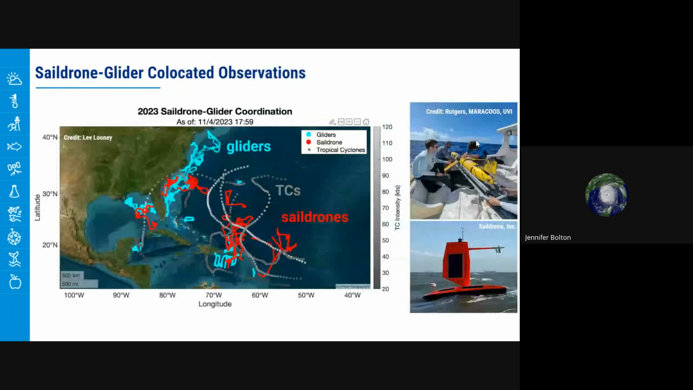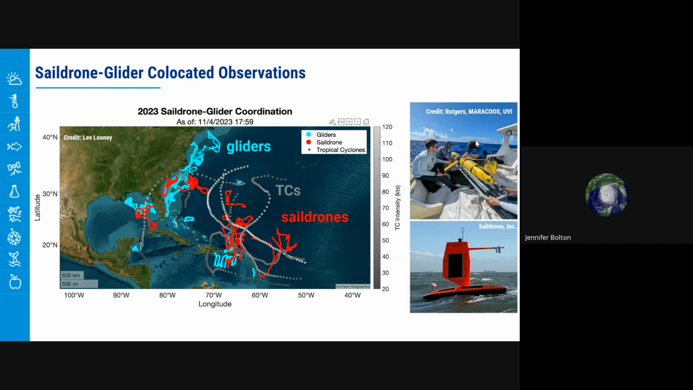So next slide. All right, so I'll go into a little bit of detail on the different observations and the different coordinations that we did during this CHAOS program. So the gliders and sail drones, you can see them there in blue and red, and we had good success coordinating the sail drones with the gliders. You can see some overlap there between the red and the blue.